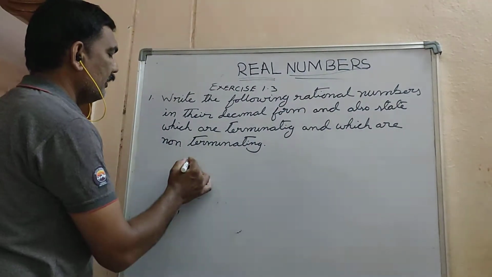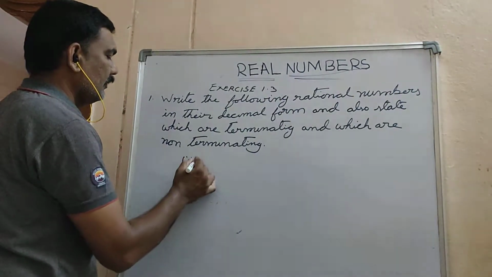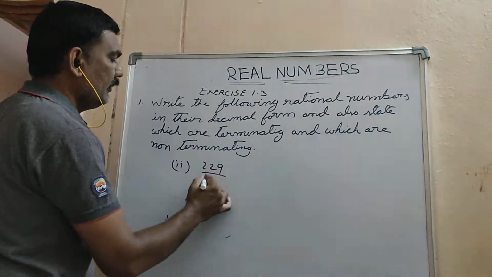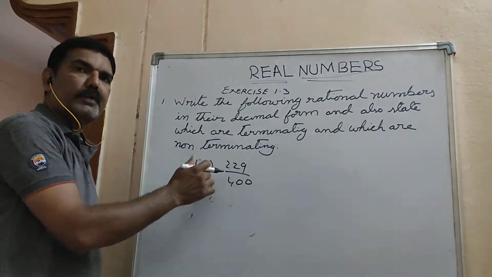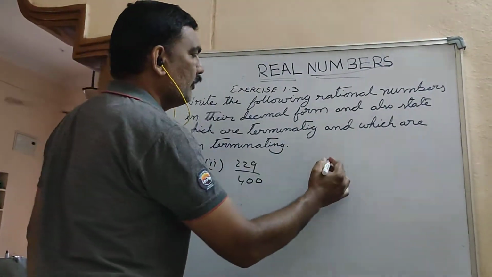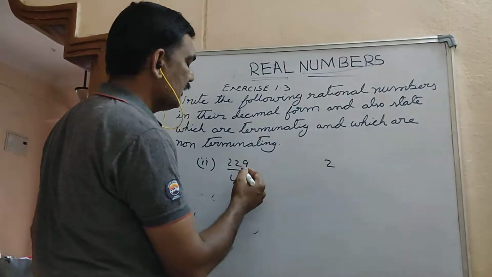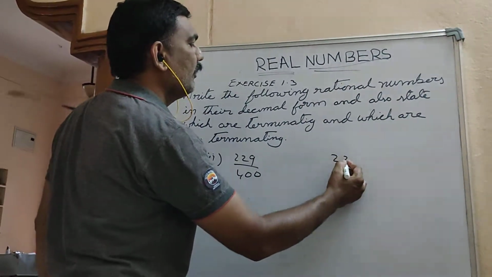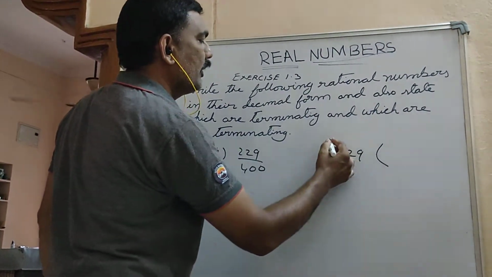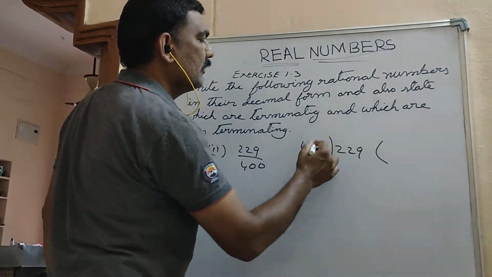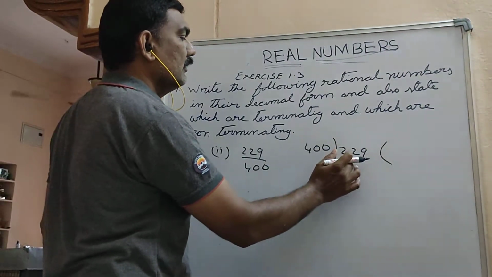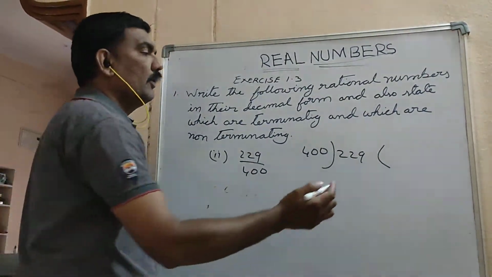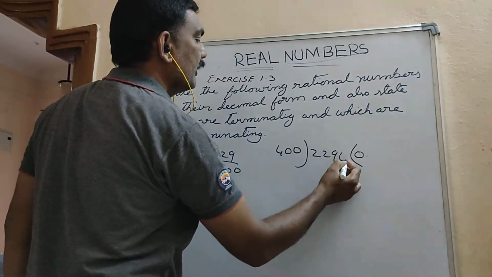229 by 400. Again it is in the form of p by q, so it is a rational number. What you have to do is convert this rational number into decimal form. We should divide 229 by 400. As the divisor is greater than the dividend, you have to put 0 point here.